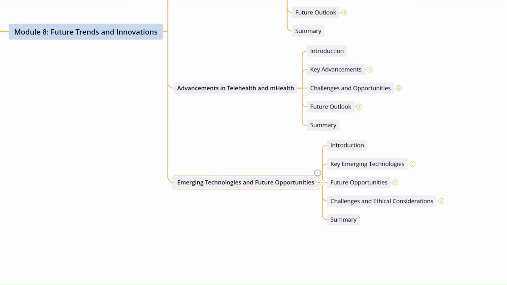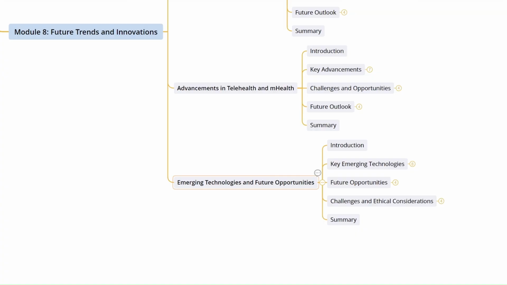Through this forward looking module, students will gain not only awareness of upcoming trends, but also insights into how these innovations can be harnessed responsibly and ethically to create smarter, more efficient, and more equitable healthcare systems. By understanding these future opportunities, learners will be better prepared to lead and innovate in a world where digital health is becoming increasingly central to medicine.